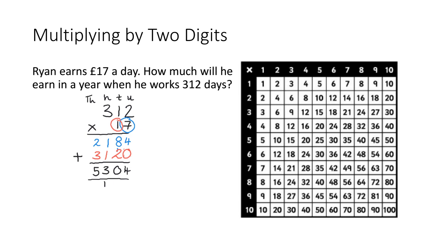Key thing to remember here is when you're multiplying by the second number, the multiplication starts in the tens column. So when you're doing anything that's multiplying by more than one digit, always write out the place value columns at the top.